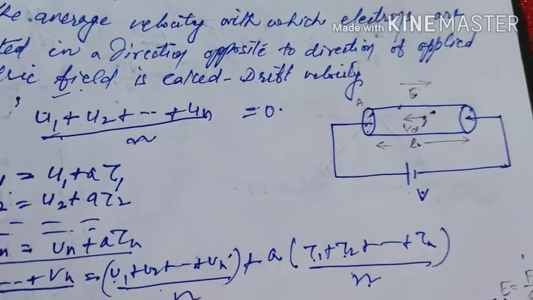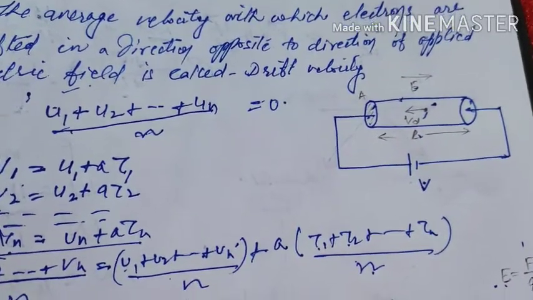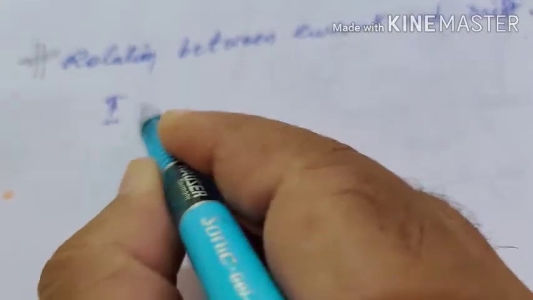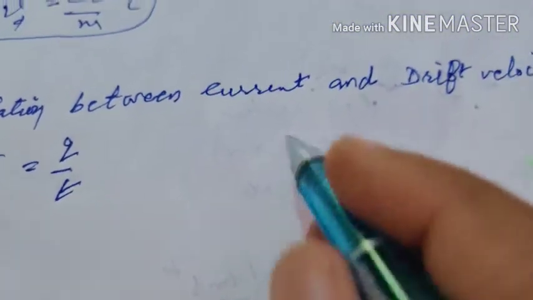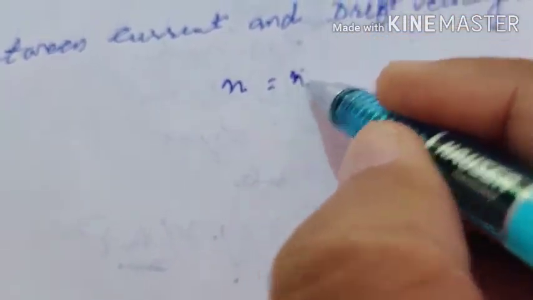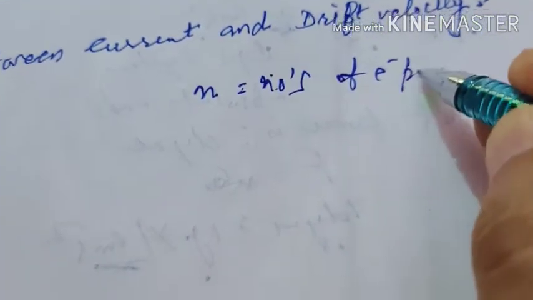And as electron moves means charge moves, and by definition current is charge by time. So electric current is charge by time. So first of all I have to calculate charge and then time, then I will divide them. So far as charge is concerned, let us suppose that n is number of electrons per unit volume.